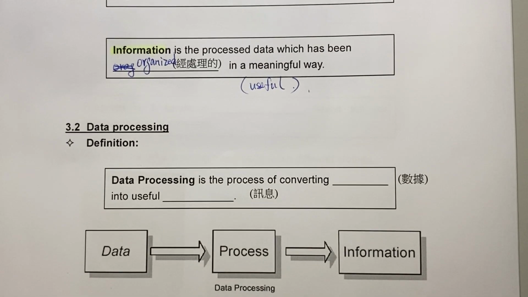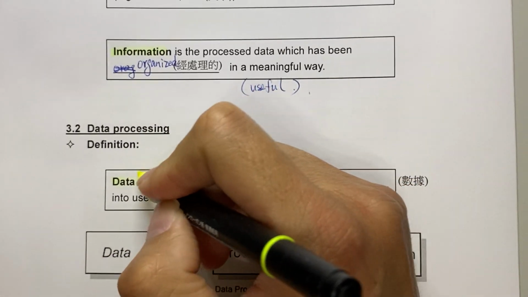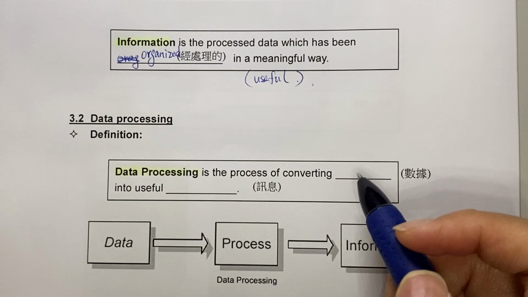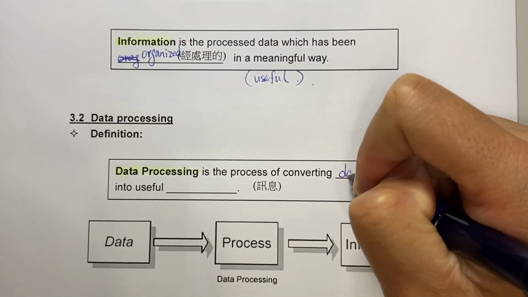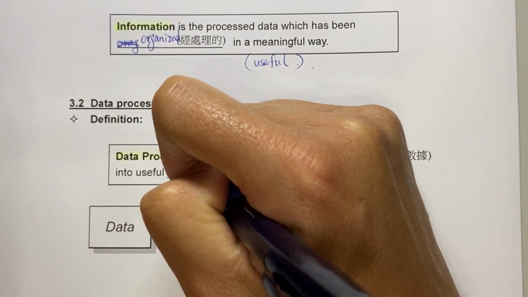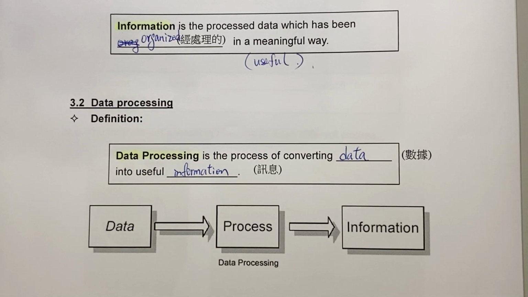The steps that involve the process of turning data into useful information, we call that data processing. So data processing is the process of converting raw facts, which we call data, into useful information. This steps or process, we call data processing.